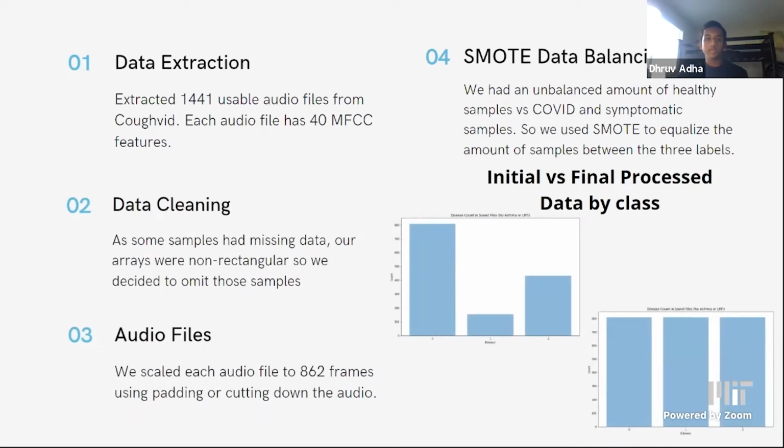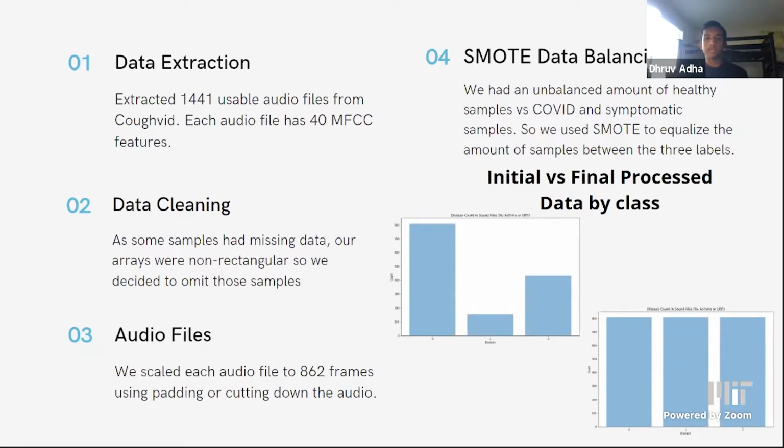Before we go to our model and pass in our data, we needed to pre-process our data. The first step for pre-processing the data was data extraction. Out of the 20,000 different coughs in Coughify, there were 1441 usable audio files that we could use. Each audio file we converted into its 40 MFCC features to easily put into our neural network. The second step was data cleaning. Some of the samples had missing data or data was non-rectangular, and as a result, we just had to omit some samples so that our model would work.